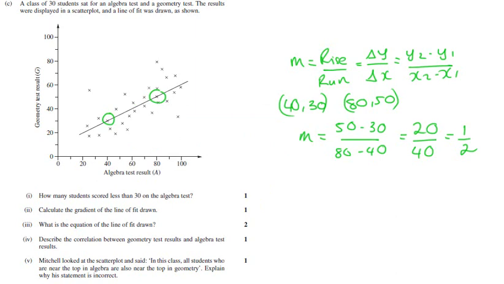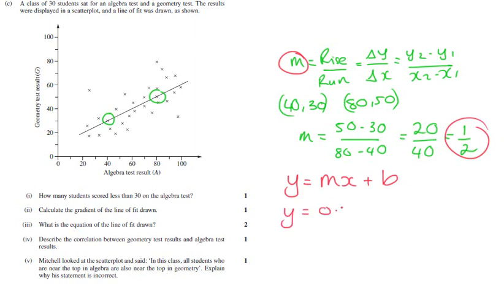So that's the first part. We now need to find our y-intercept. So hopefully remember the formula y equals mx plus b. So let's just chuck in our gradient of a half into that formula. Y equals a half x plus b.